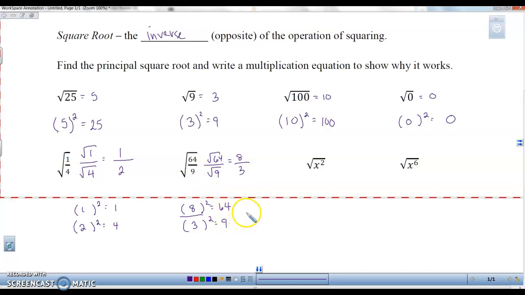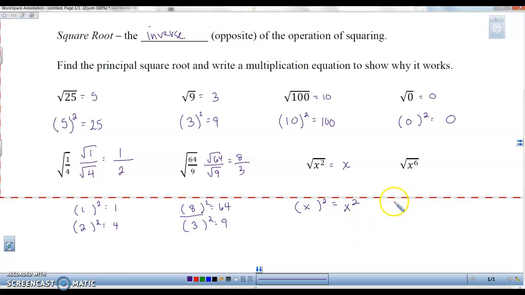Okay, now guess what? You can do this with variables as well. So if we have the square root of x squared, basically what we want to know is what number squared will give you x squared. Well, that one's pretty easy. It's just going to be x. So this is just going to work out to be x.